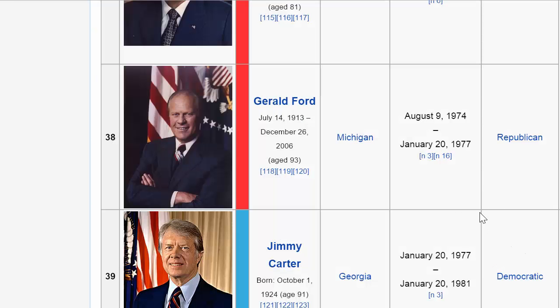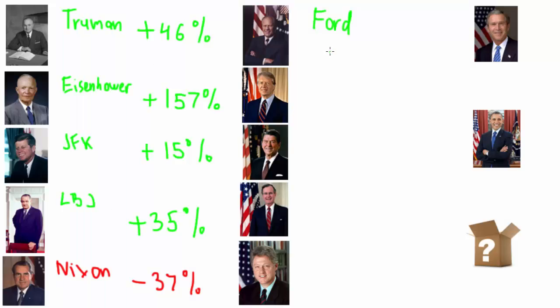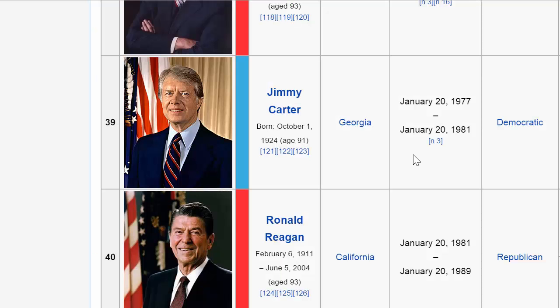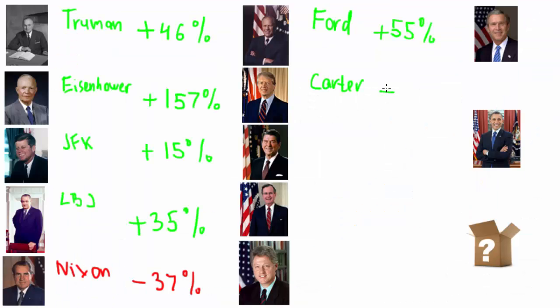Alright, so let's go through some of these a little bit more quickly, and the next on the list is Gerald Ford, who has recovered approximately 55%, and the market has actually jumped back up. Jimmy Carter, who despite not being really popular in the US, was actually very popular worldwide and is probably one of the more popular presidents in my home country of Canada. But anyway, in his 4-year term, the market has jumped by approximately 38%.